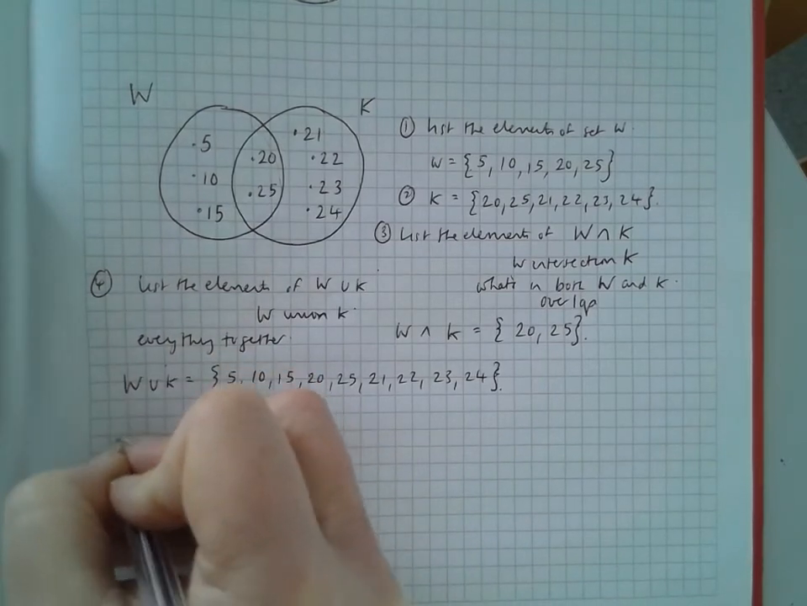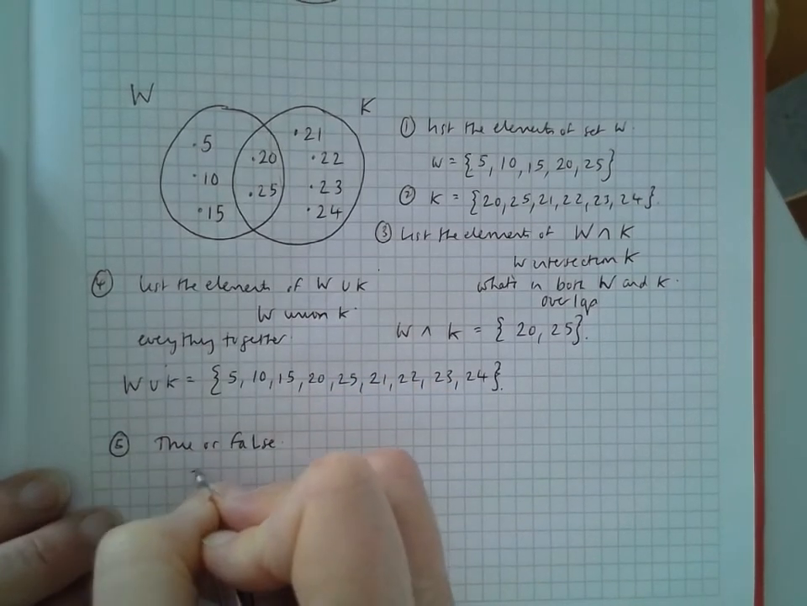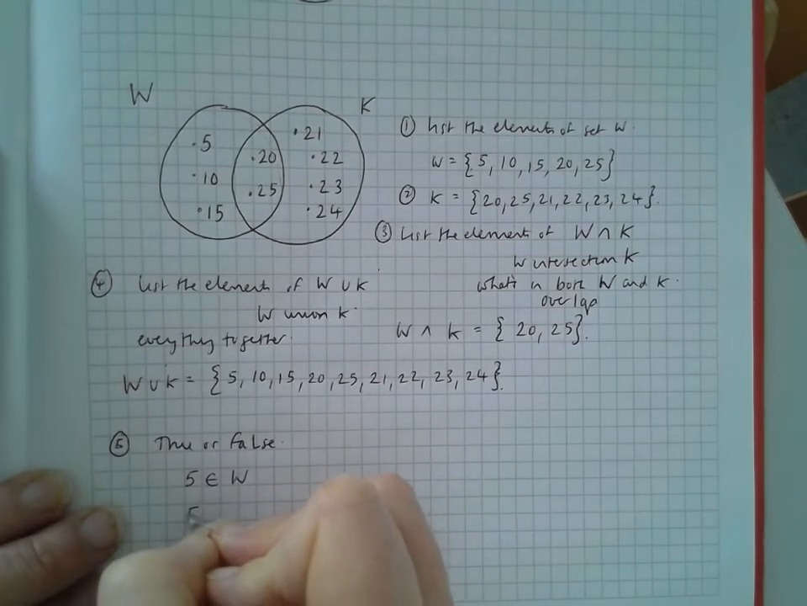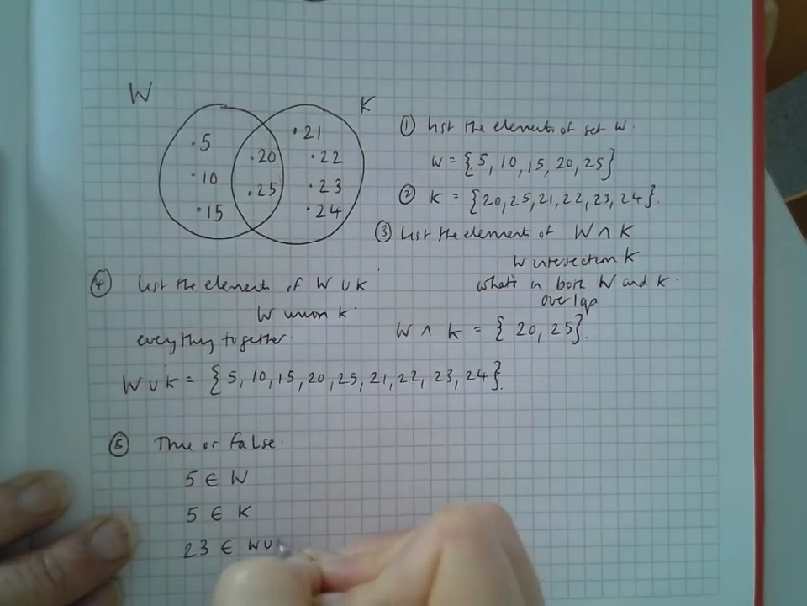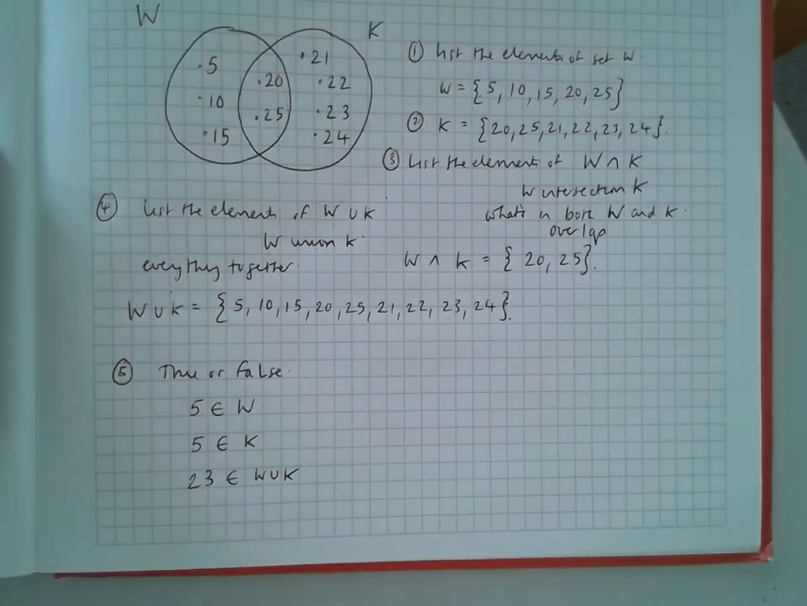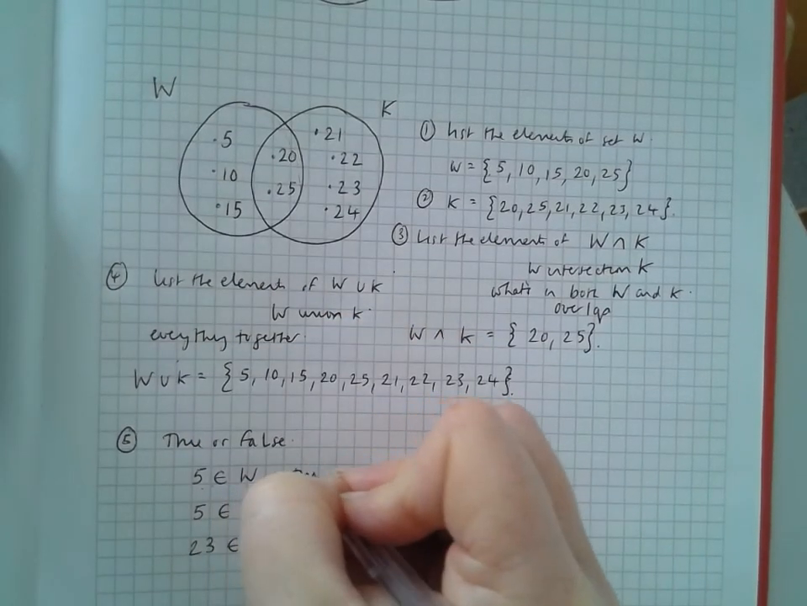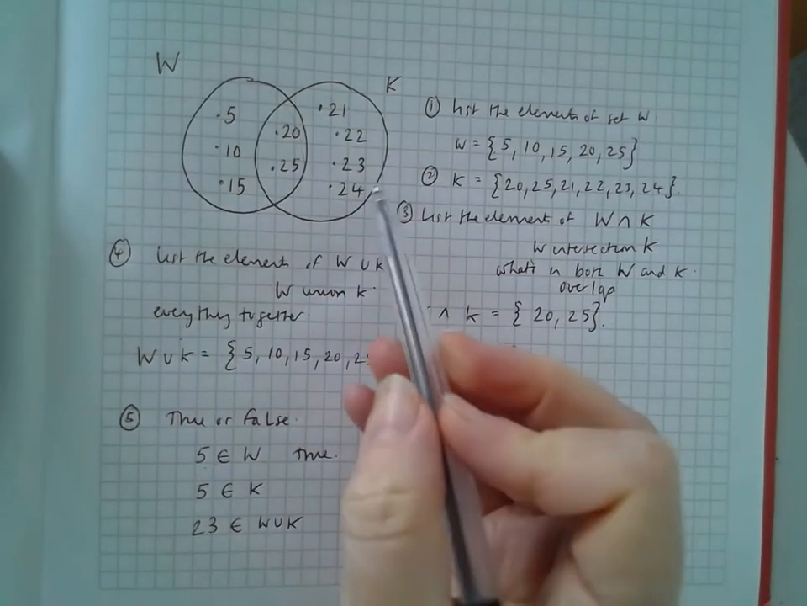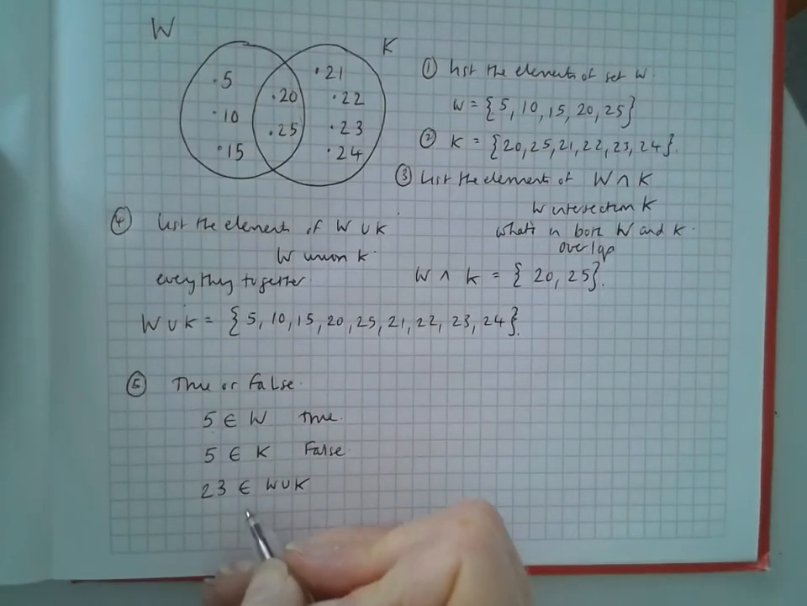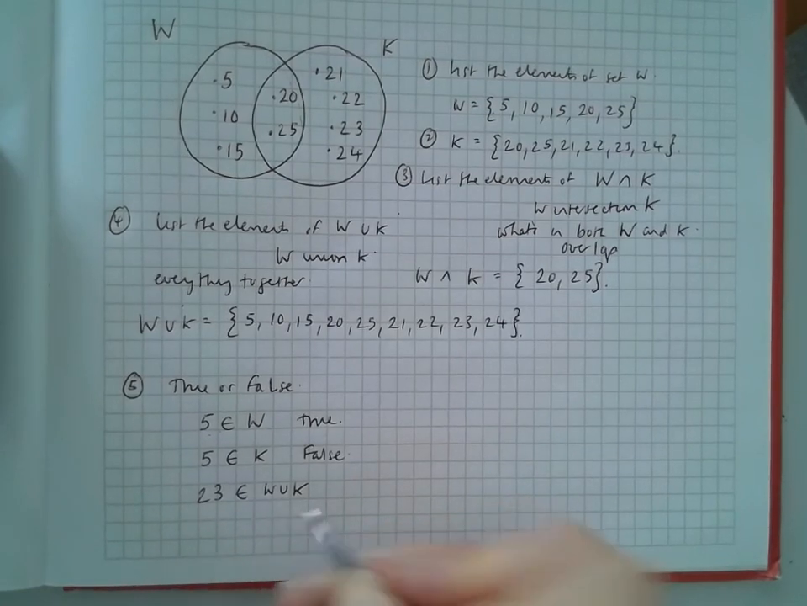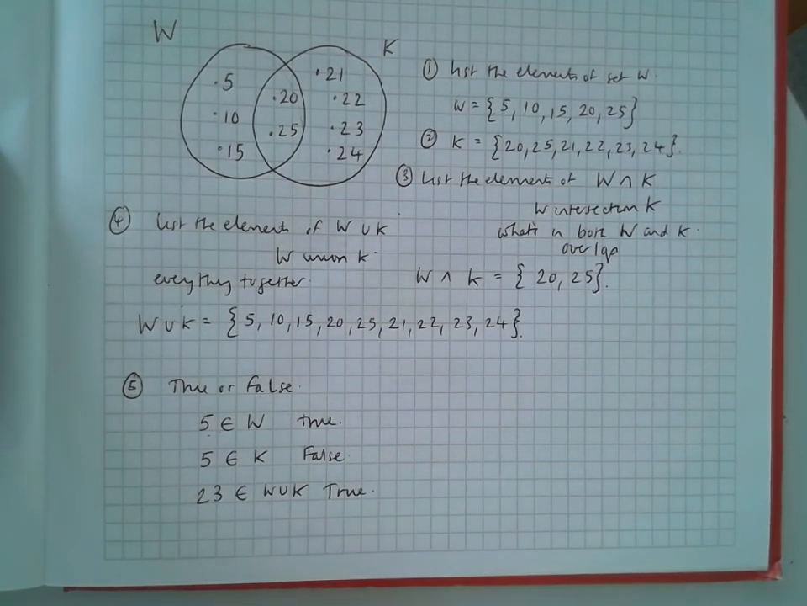You might also have a few questions like these just to finish up. You might be asked to say true or false. Okay, let's, for example, say 5 like that, something like this. So what they're asking us is, is 5 an element of W? Is 5 in set W? There we are. Yes, that's true. Is 5 an element of K? Is 5 in set K? No, it's not. It's not in the overlap. So false. Is 23 an element of W union K? Is 23 in the whole lot of the elements joined together? Yes, it's true. Okay, that's the type of thing you might be asked.